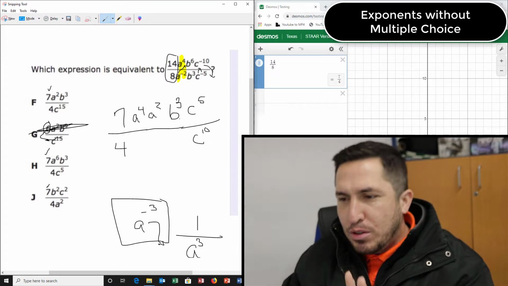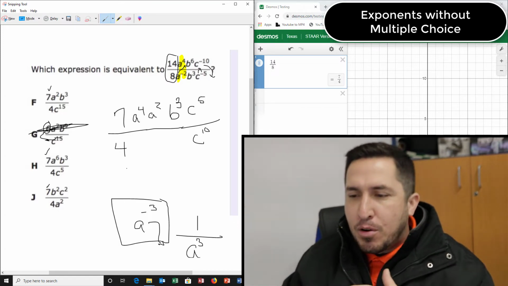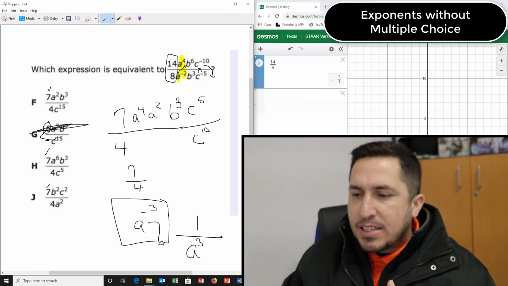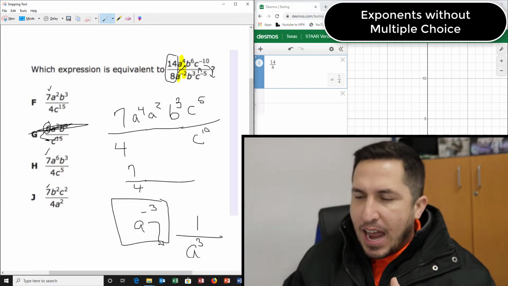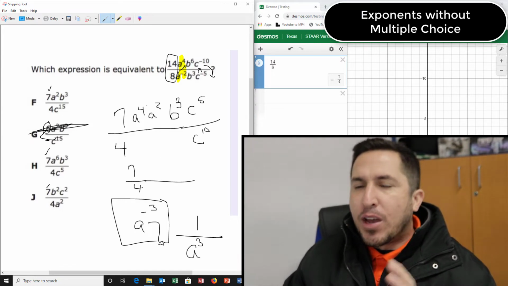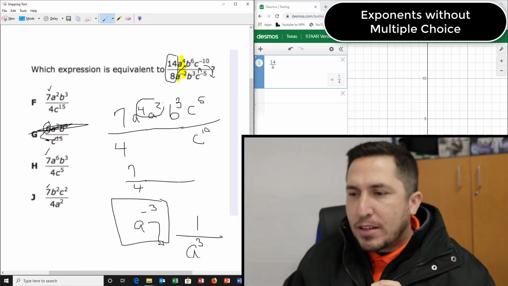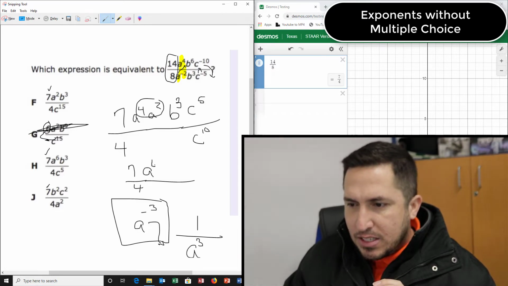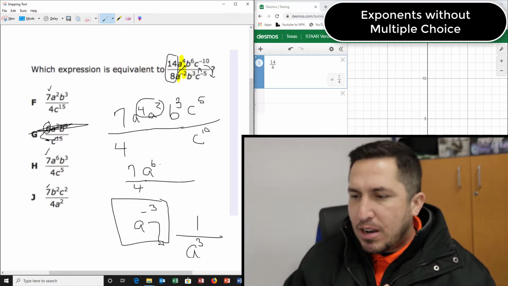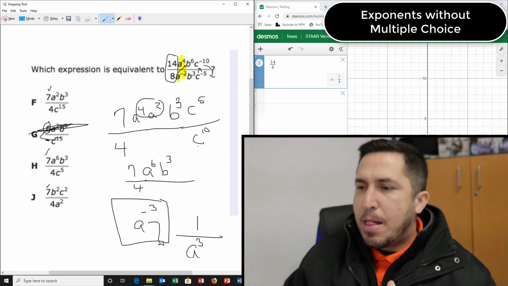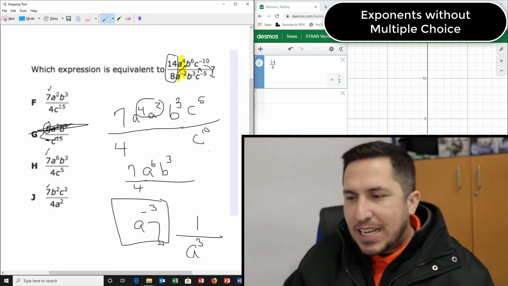So now I got to look through this and see if I can simplify even more. Well, that 7 over 4 just stays. I can't touch him. He's great. A to the 4th, A to the 2nd. You can combine those. So a 4 and a 2 gives me A to the 6. Now I got B to the 3. Yeah, he's normal. He's regular. He's good. Then I got C to the 5 on top with C to the 10 at the bottom.